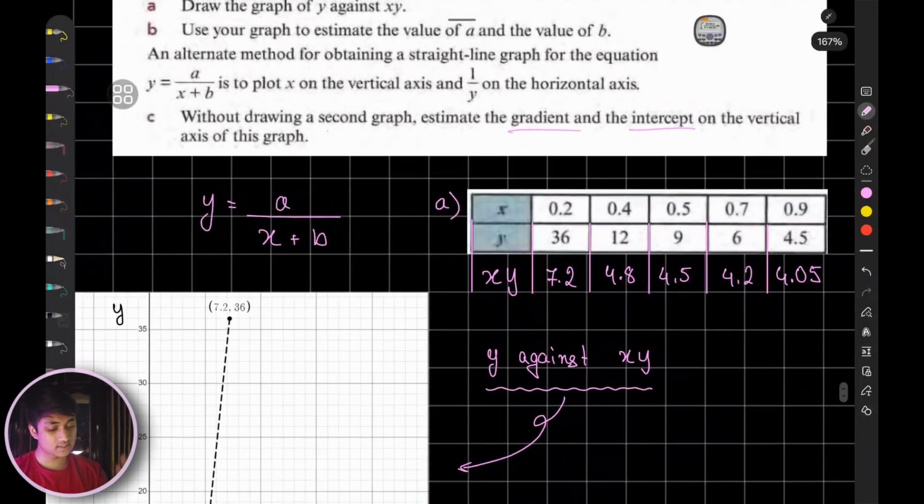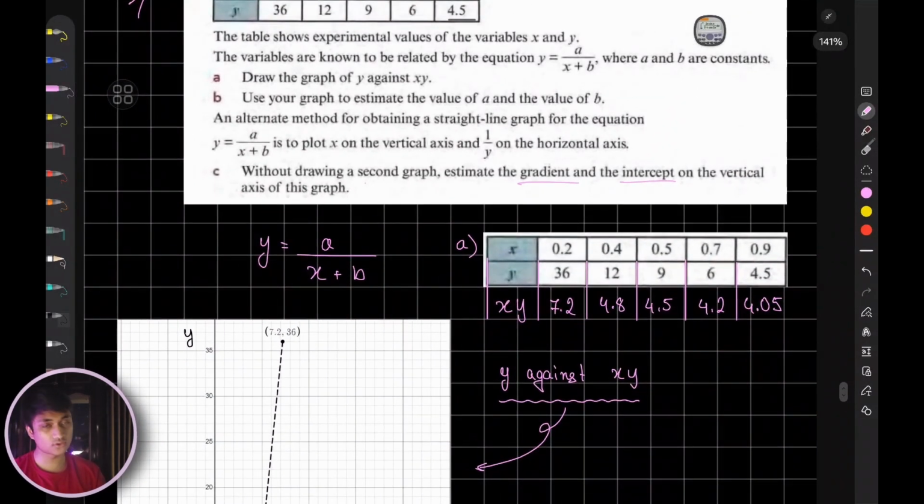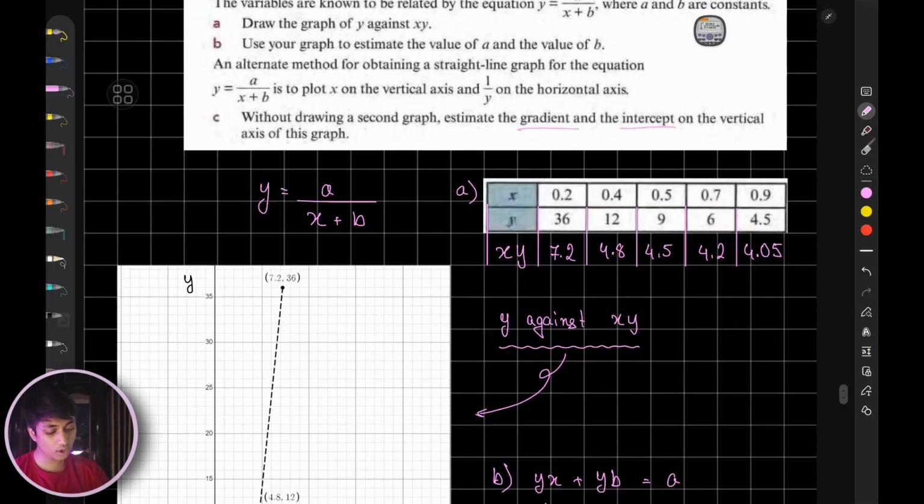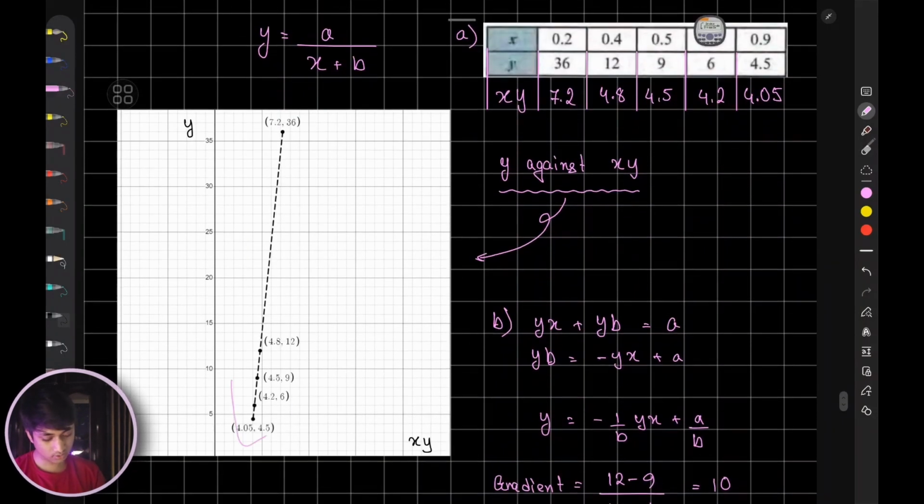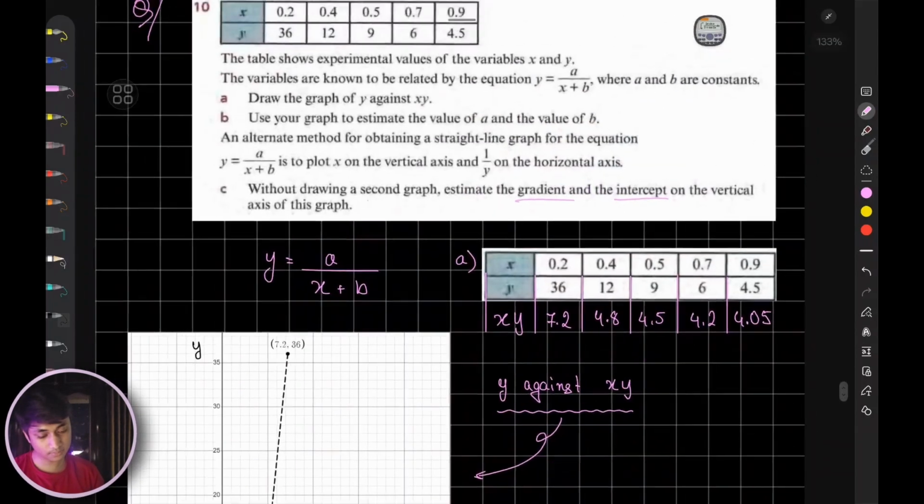Fair enough. Now find the value xy. How do you find the xy value? The product of x and y. Very simple. 0.2 times 36. The value 0.4 times 12, 0.5 times 9, 0.7 times 6, 0.9 times 4.5. Simple. Now plot all these values and you're going to get this line, right? I've used Desmos to find the line because I can't sit down and plot the values.